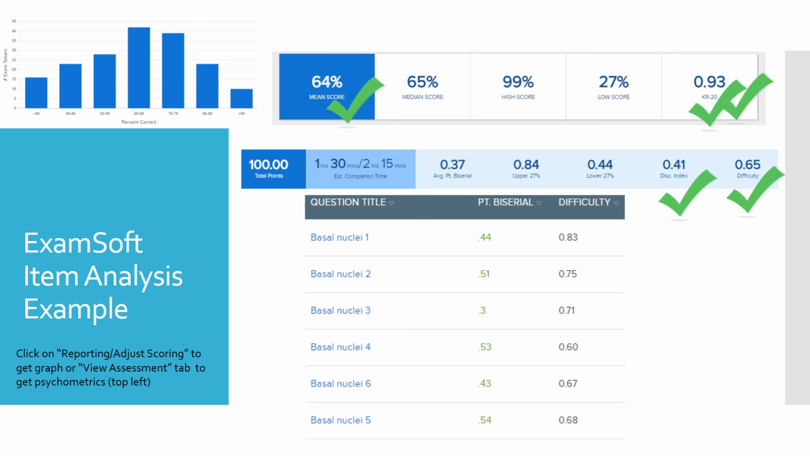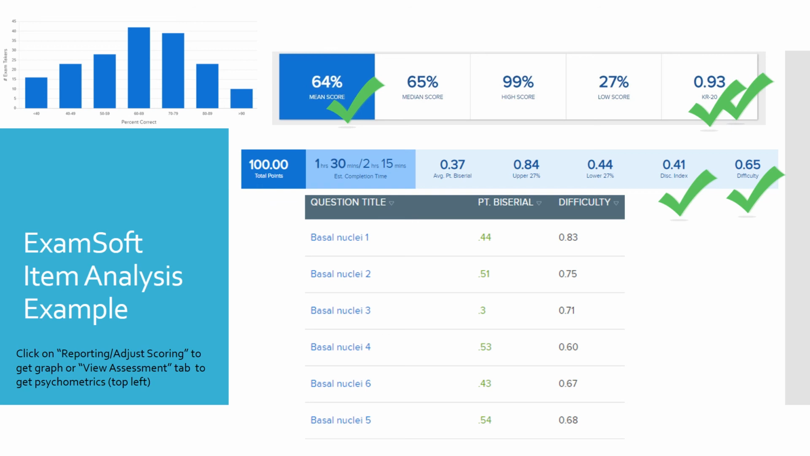So we don't get to see the actual question, we get to see the title of the question, and we can see the point biserial. And what's quite nice in ExamSoft is that the acceptable point biserials are coloured in green, and the unacceptable ones are coloured in red. So you can see that all of these questions to do with the basal nuclei all had a very nice point biserial. And the difficulty indexes also were quite good.